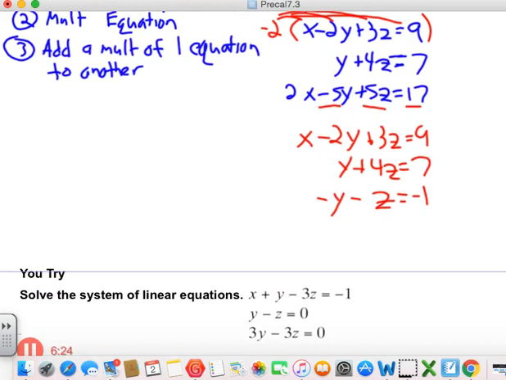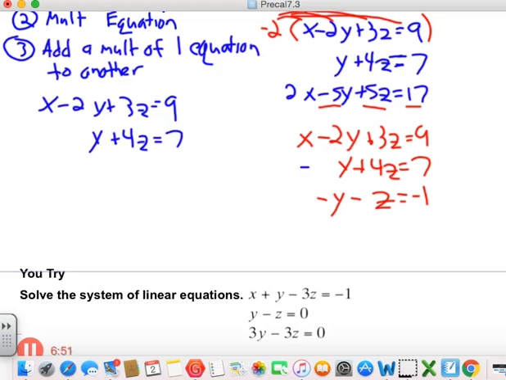Now the last thing I need to do is just eliminate the y in the third equation to get the z by itself. Well, it's already set up to where they'll cancel. I don't need to multiply by a certain number. I can go ahead and cancel them out right now. So if I just add the second equation to the third equation, it'll cancel. And over here is what I'll have. I'll have x minus 2y plus 3z equals 9. The second equation, I'll have y plus 4z equals 7.